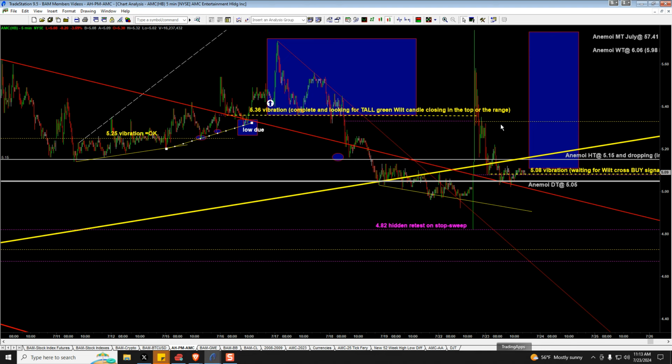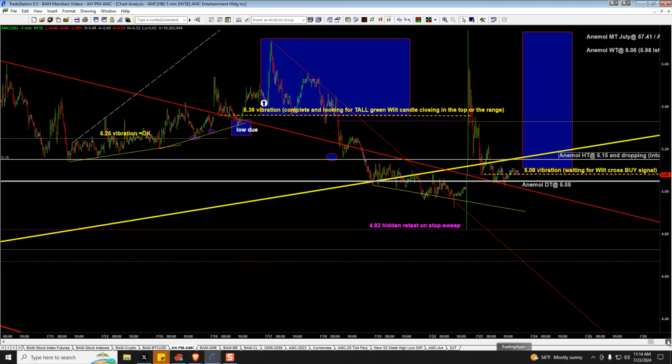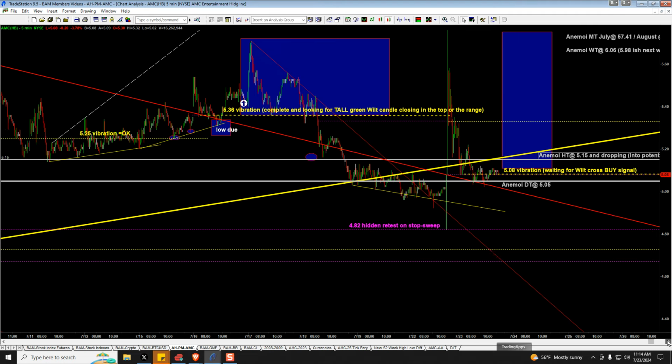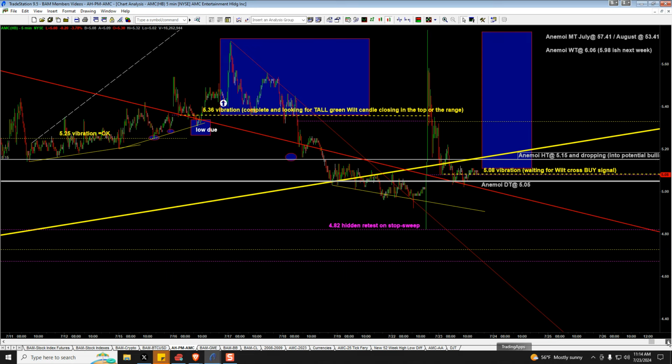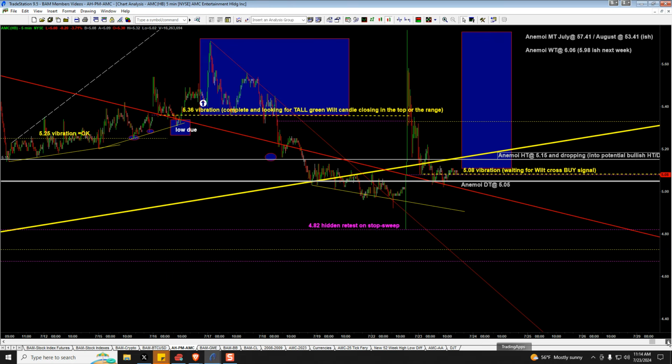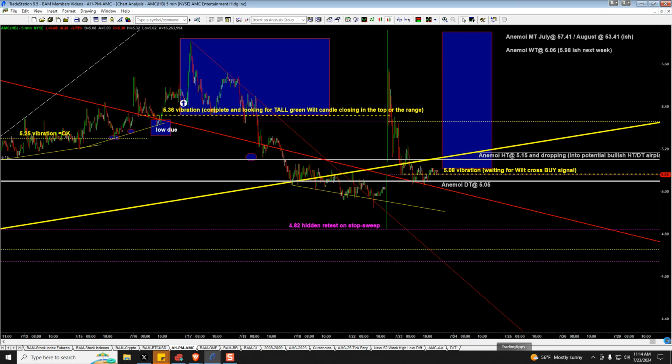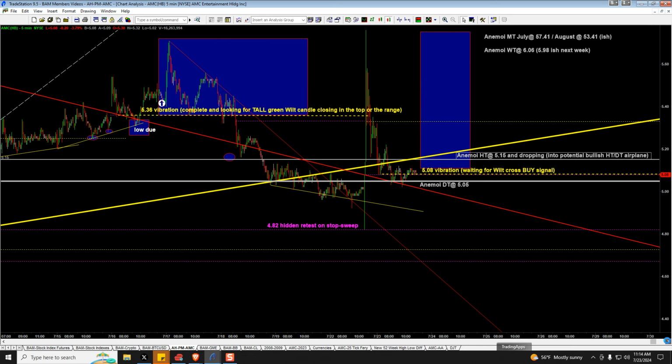Okay, so again, here's our next zone of strength intraday. You'll notice that I have these notes here. So this is the Anemoy terminal daily trigger at the 505 level today, July 23rd. And then here's our hourly trigger level, 515 and dropping each hour, only by about a penny. So this is a classic textbook potential bullish airplane setup, and you can see my note there.